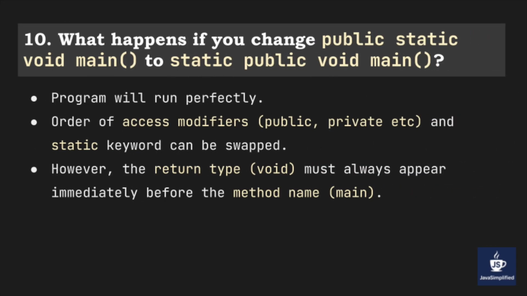Our next question is, what happens if you change public static void main to static public void main? If you observe, we have only shuffled the order of public and static keywords. The interviewer wants to know what is the impact of changing the sequence of public and static keywords. The answer is, the program will run perfectly. In Java, the order of access modifiers and the static keyword can be swapped. However, the return type, which is void, must always appear before the method name.